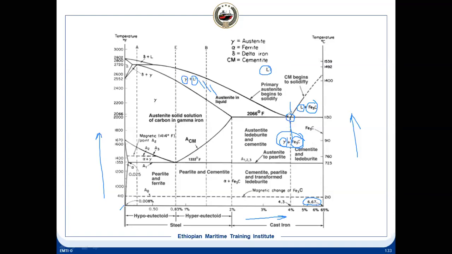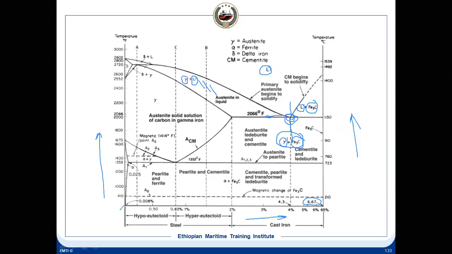On the left side of the eutectic temperature, because our carbon content is less, it will form austenite. On the right side of the eutectic temperature, it will be liquid plus carbide, because our carbon content is high. Now let us see this side. At this line, it is Fe3C, because the maximum carbon is 6.67%. It will be maximum at this point.